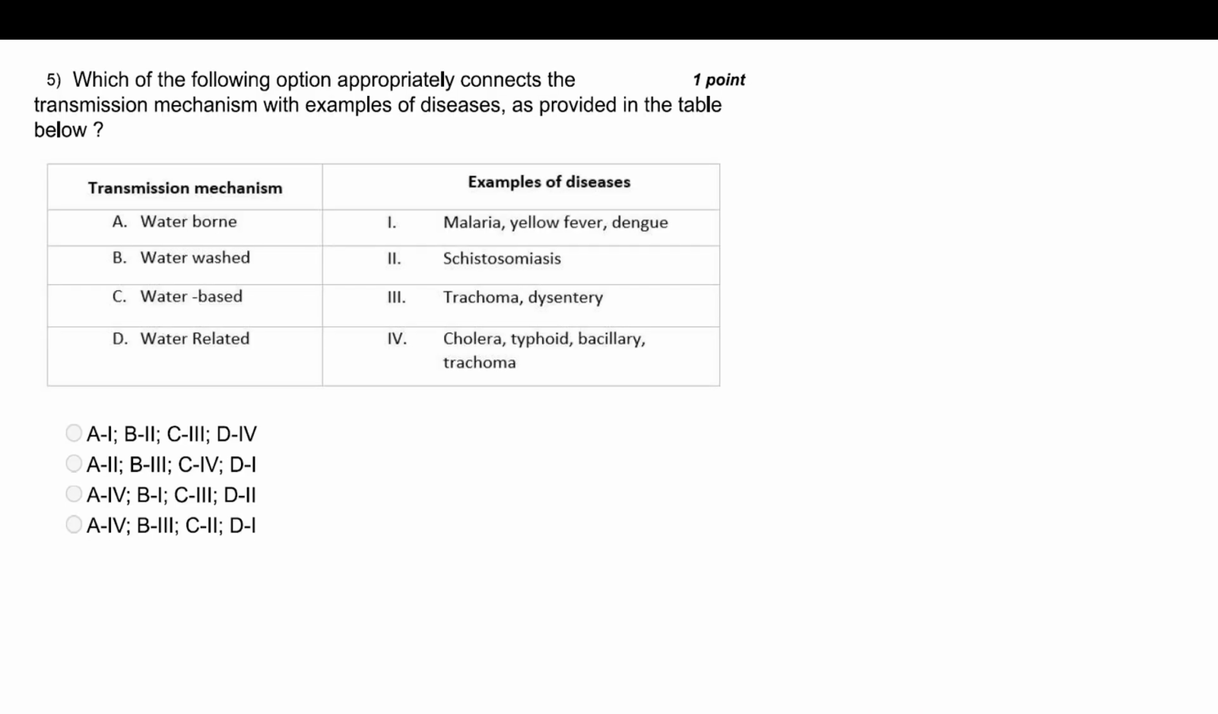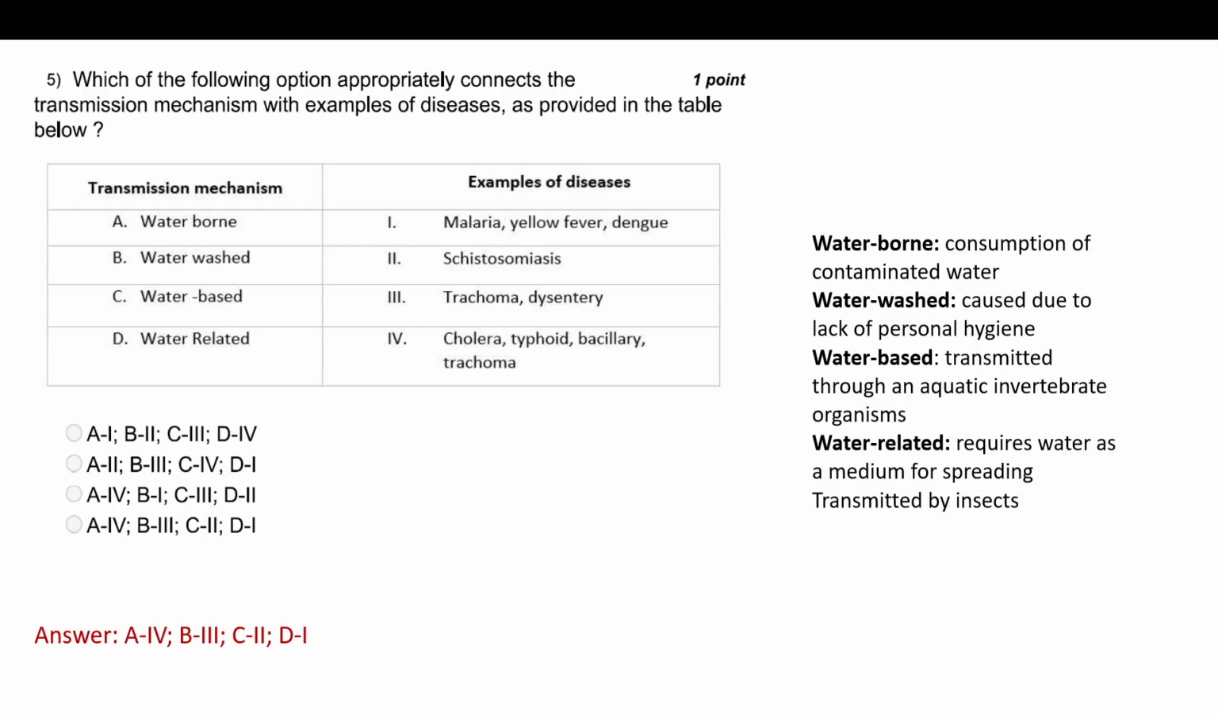Next question is, which of the following options appropriately connects the transmission mechanism with examples of disease? The correct answer is the last one. Here, waterborne diseases are due to the consumption of contaminated water, such as cholera, typhoid, etc. Water washed diseases are caused due to lack of personal hygiene, such as dysentery, trachoma.